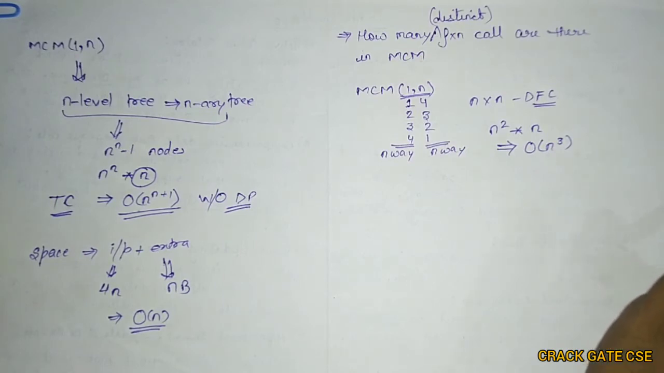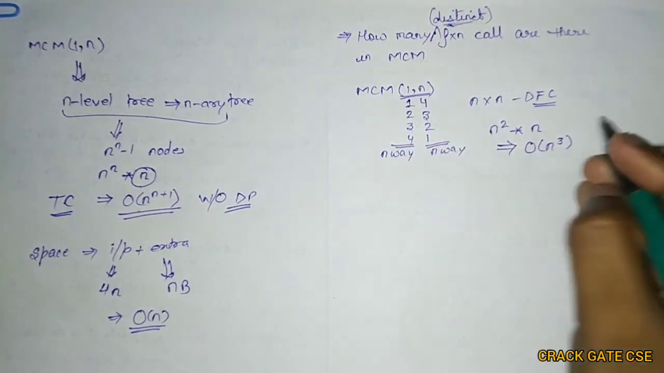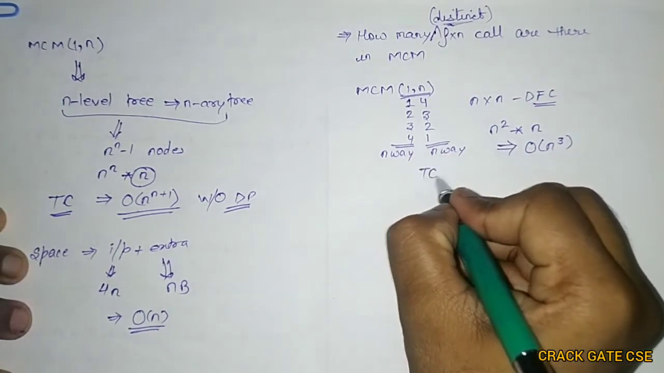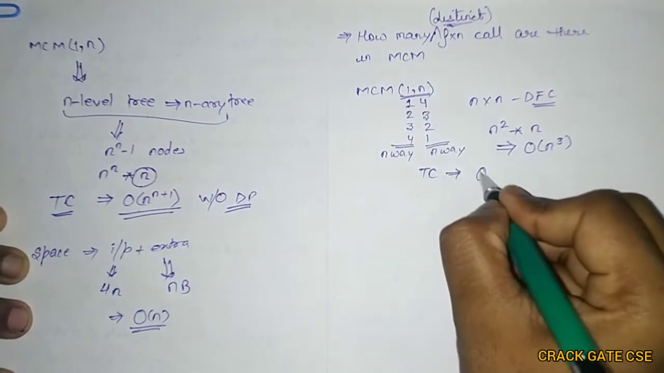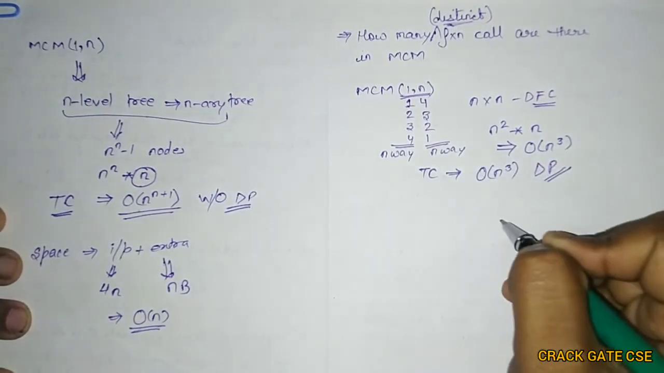because we will be computing the function once, and then we'll be storing its value in a table for later reference. So in this way we have to compute a function only once. That's why we are finding out the distinct function calls. So the time complexity using dynamic programming is order of n cube.